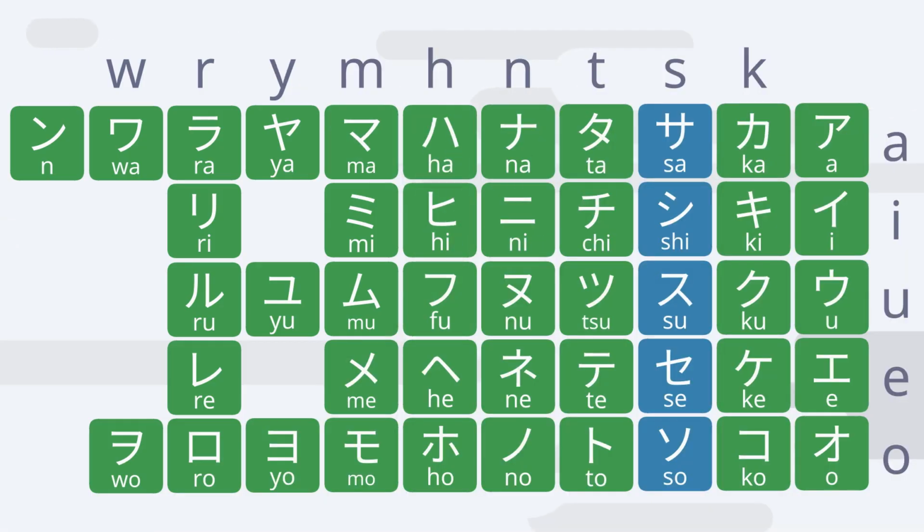We learned the characters sa, shi, su, se, so. In the next lesson, we'll learn the characters za, ji, zu, ze, zo.